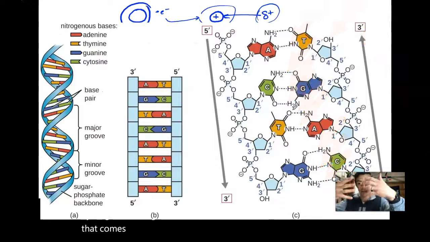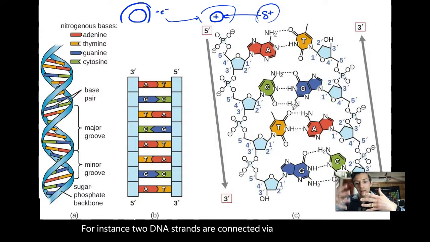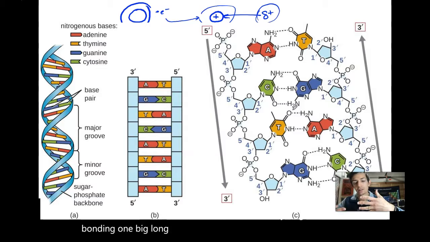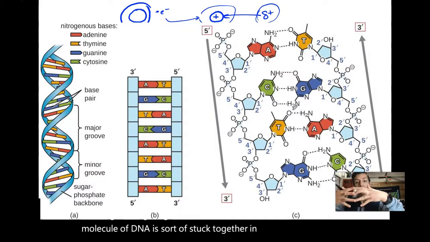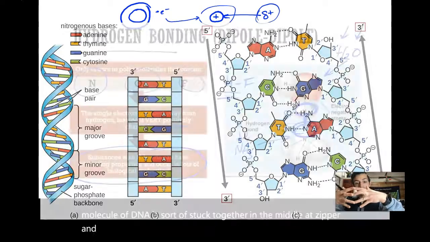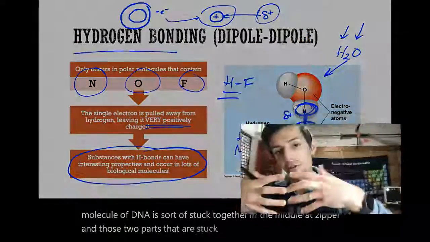For instance, two DNA strands are connected via hydrogen bonding. One big long molecule is one strand of DNA and the other strand is stuck to it in the middle, like a zipper, and those two parts that are stuck together are held together by hydrogen bonds. So that's one way of understanding the impact of intermolecular forces and how the three different types work, and I hope that was helpful.